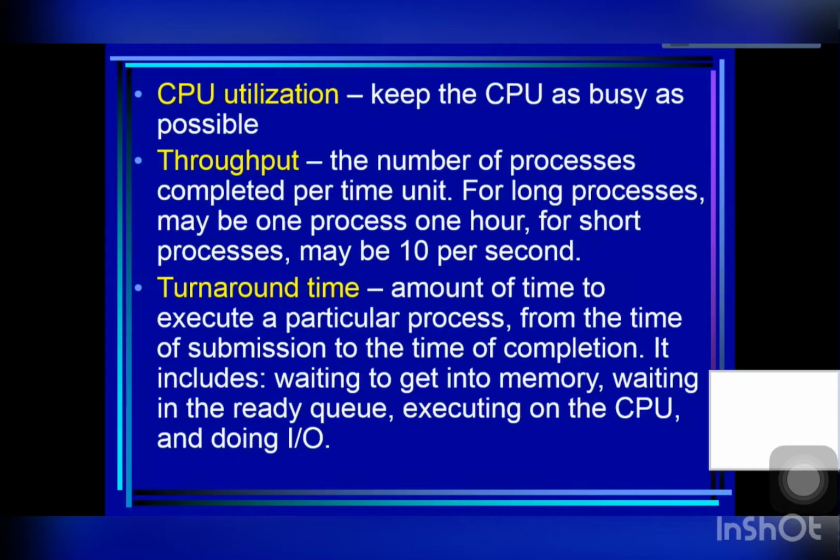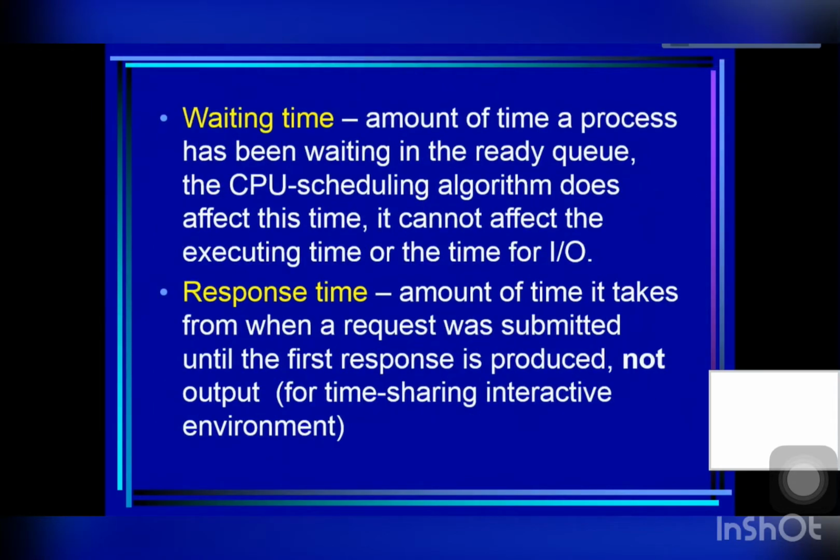Turnaround time is the sum of the periods spent waiting to get into memory, waiting in the ready queue, executing on the CPU, and doing I/O. Fourth, waiting time. The CPU scheduling algorithm does not affect the amount of time during which a process executes or does I/O. It affects only the amount of time that a process spends waiting in the ready queue. Waiting time is the sum of the periods spent waiting in the ready queue.